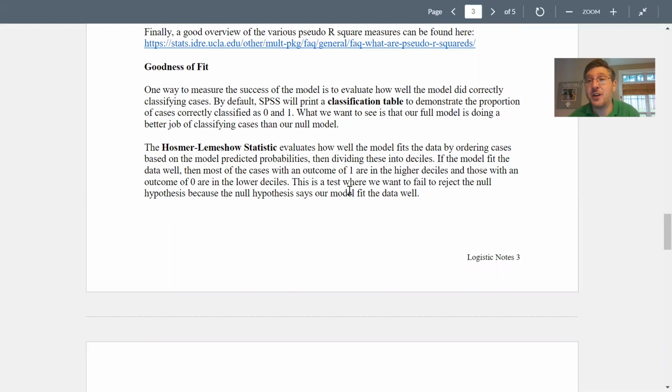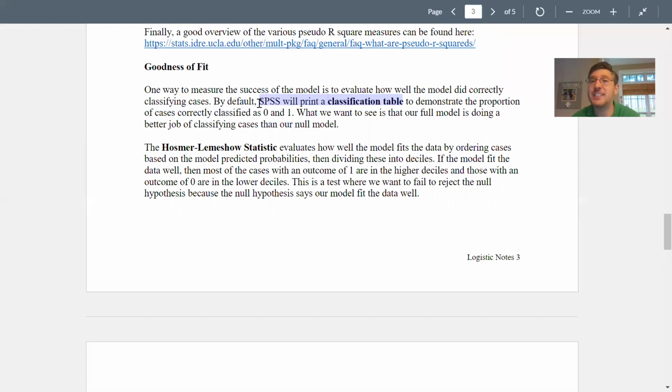How well does our model do a good job of explaining the relationships in the data that we have? There are a couple of different ways we can assess this in logistic regression. One of them is just a classification table. SPSS will print this by default, and it's basically the proportion of cases that we correctly classified as 0 and 1.